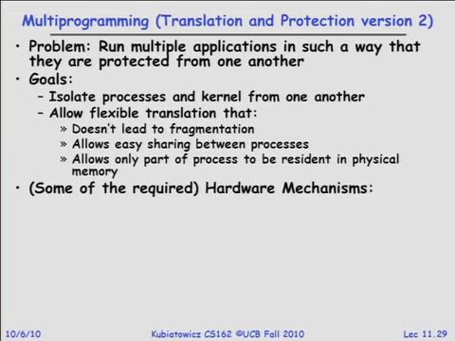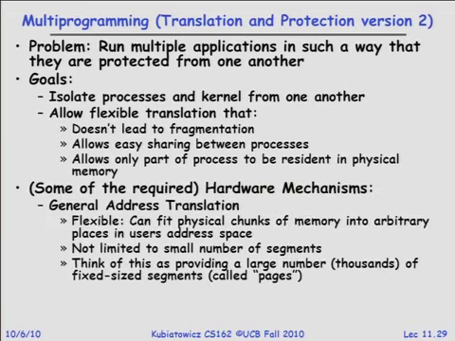Okay, so what do we do? We need some hardware mechanisms. So we need some general translation mechanism that's flexible enough to fit physical chunks of memory into arbitrary places in the user's address space. It's not limited to a small number of segments. And we could think of this as providing a bunch of pages of memory that we can use in a flexible fashion. Okay, and we'll talk about what a page is in a moment, but think of it as a fixed size segment. And we're ultimately going to need to protect our translation with dual mode operations such that the user is not allowed to change its translations, otherwise we don't get protection.